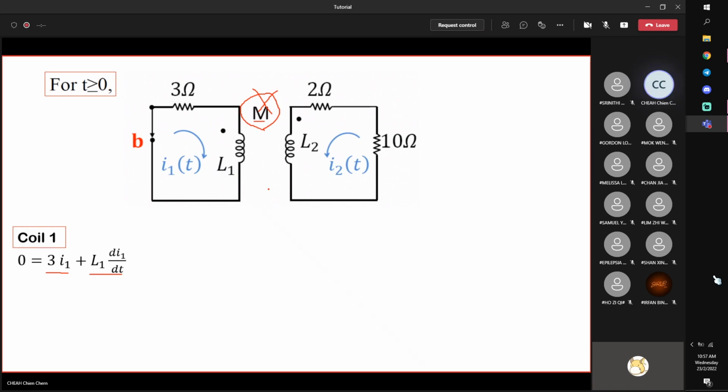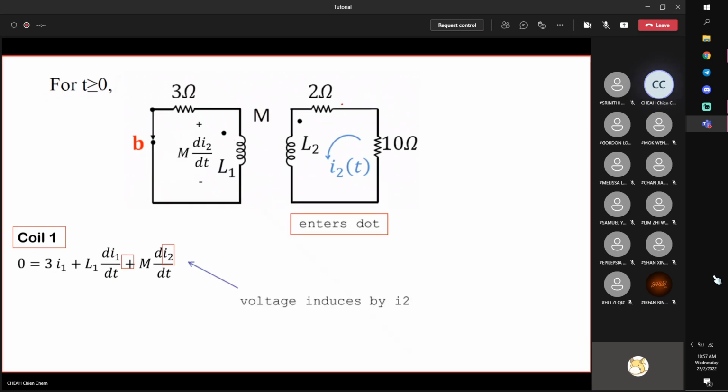Then remember your dot convention. Right? It says that here, current enters the dot. So it's positive at the dot. Right? Positive at the dot. And the mutual voltage is induced by I2. Right? M di2/dt, multiplied by M. Positive at the dot. So we add this in.